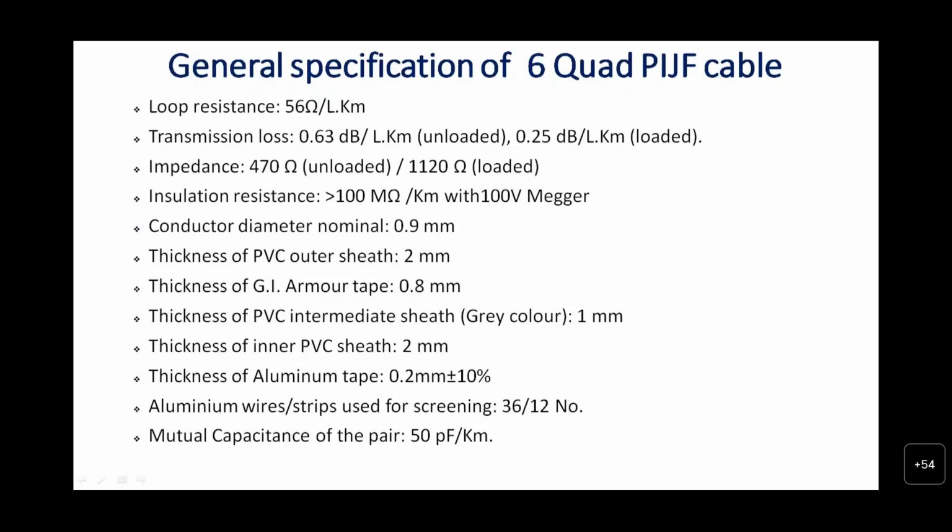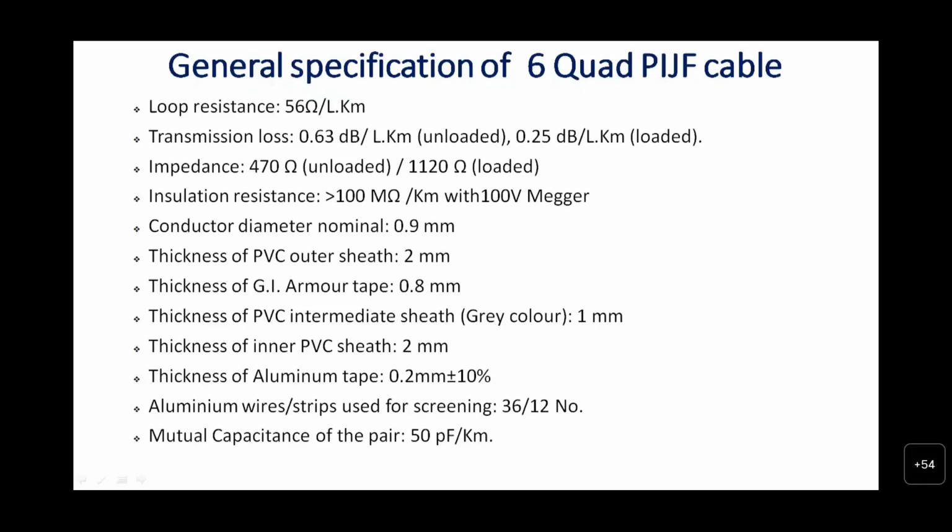Insulation resistance shall be more than 100 megaohms per kilometer with a 100 volts megger. Conductor dia is nominally 0.9 mm and thickness of the PVC outer sheath will be 2 mm. Thickness of GI armor tape will be 0.8 mm. Thickness of PVC intermediate sheath is 1 mm. Thickness of inner PVC sheath is 2 mm.